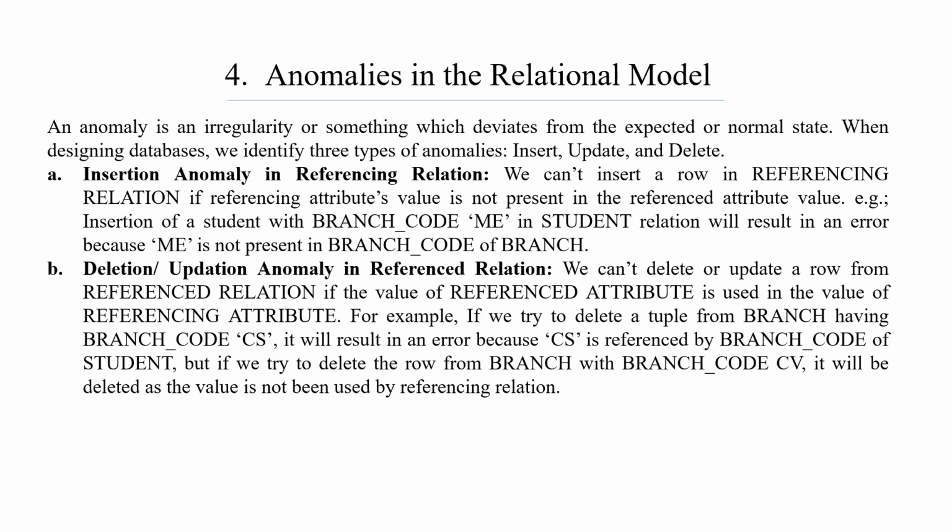Now deletion anomaly. We can't delete or update a row from the referenced relation if the value of a referenced attribute is used in the value of a referencing attribute. For example, if you try to delete a tuple from the branch table having branch code CS, it will result in error because CS is referred by branch code of the student. But if we try to delete the row from the branch with branch code CV, it will be deleted as the value is not being used in the referencing relation.